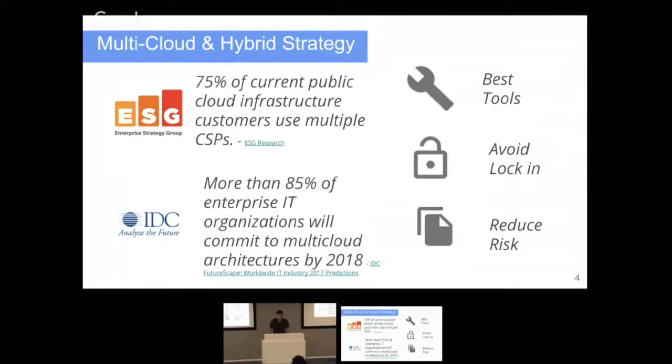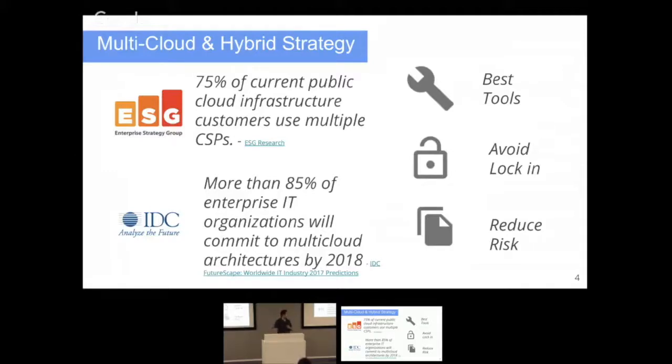Enterprises are moving to multi-cloud and adopting a multi-cloud and hybrid strategy. A study done by Enterprise Strategy Group in 2017 concluded that 75% of current public cloud infrastructure customers use multiple clouds. Enterprises are moving to multiple clouds because it allows them to use the best tool for the task they are doing. They are not tied to the tools or technologies given by just one cloud provider. They can evaluate them independently and use that specific tool. It avoids lock-in, as the enterprise has the freedom to choose the most cost-effective solution, and they are not at the mercy of one particular cloud to be updated or to provide them some technologies.